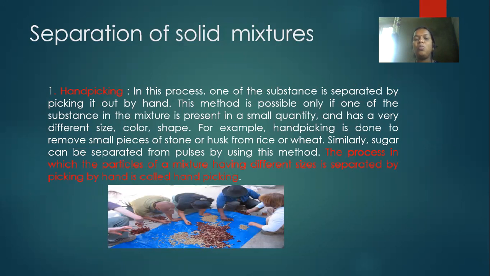The process in which the particles of a mixture having different sizes are separated by picking by hand is called hand picking. This type of method is used to separate a substance if it is present in a very small quantity and is of different size, color, and shape.